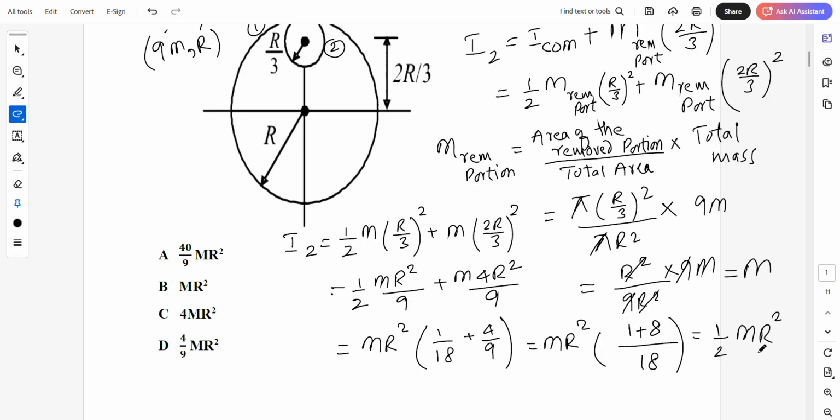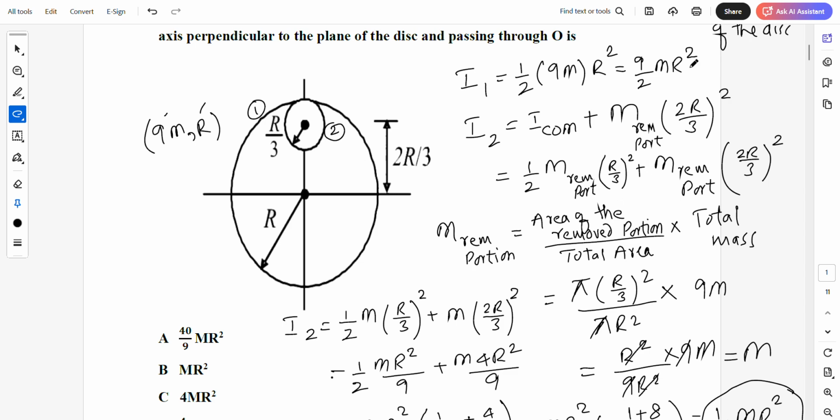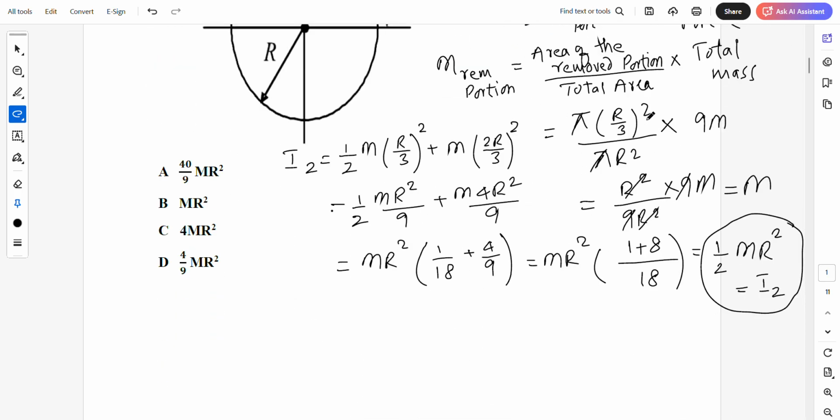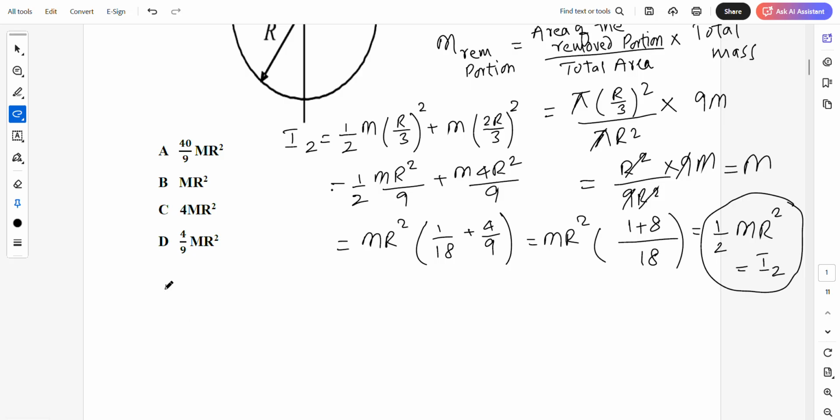I2 is how much? I2 is 1 by 2 mr square. How much is I1? I1 we have written here. I1 is 9 by 2 mr square. Now, what exactly are you supposed to calculate? The moment of inertia of the remaining disk. What is the equation we have to write? Remaining disk.